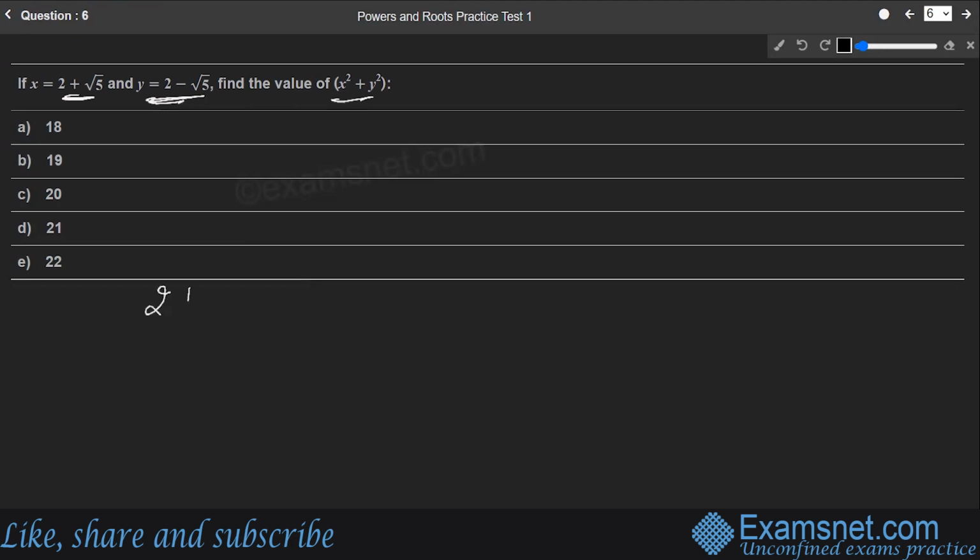Okay. x square is nothing but 2 plus root 5's whole square, plus y square is nothing but 2 minus root 5's whole square. So we are supposed to do this x square plus y square. If we solve this further, a plus b's whole square is a square, so that is 4, plus b square, that is root 5 square, that is 5, plus 2ab. So it is going to be 2 into root 5, that is 4 root 5.